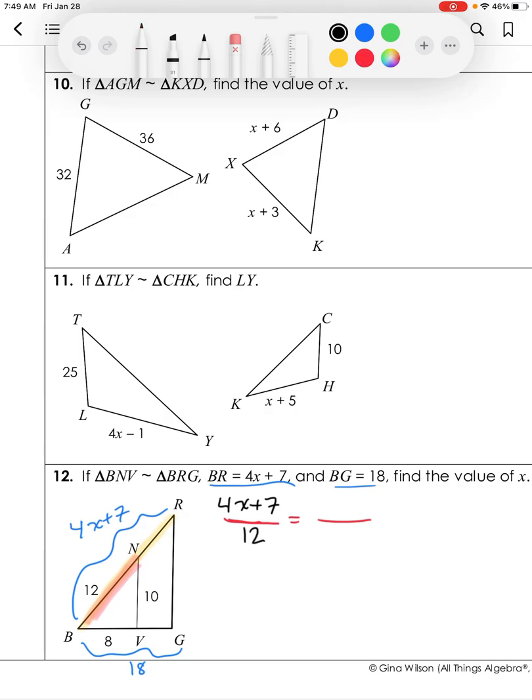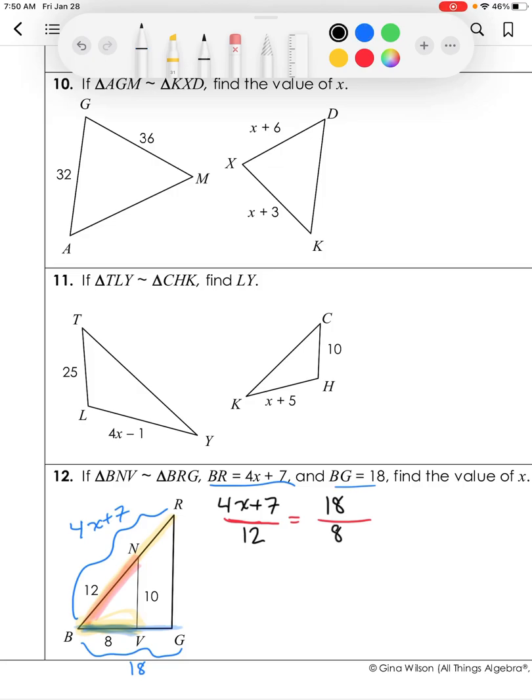Now I'm going to pick another side on the big triangle. Let's see if I'm given anything on the big triangle. I am. I'm given this large side right here on the big triangle is 18. Notice how I'm putting the big triangle on top again. And then I need to figure out if they gave me anything that matches up for the small triangle. They do, which is 8 right here. And I put that on the bottom.